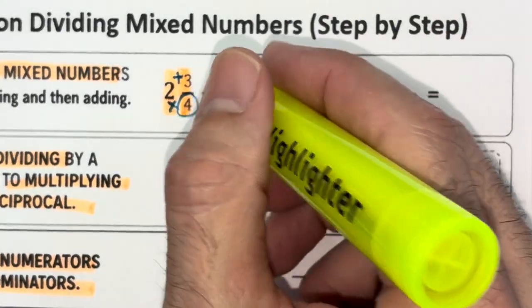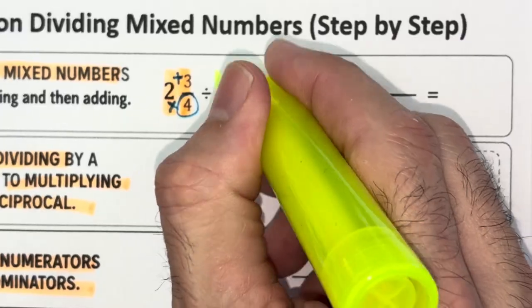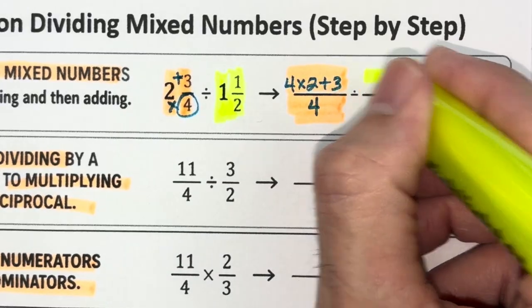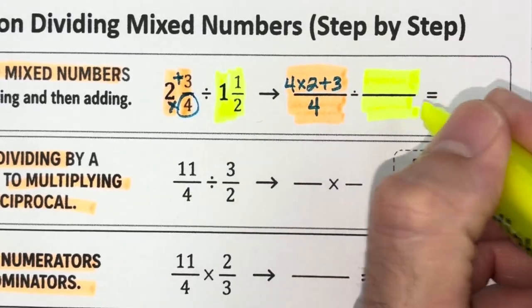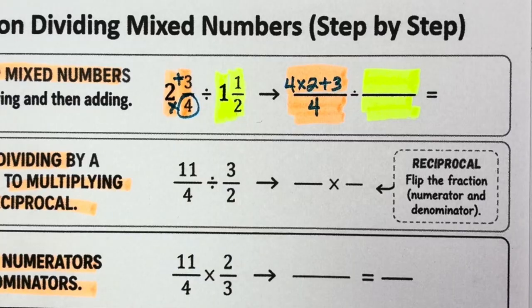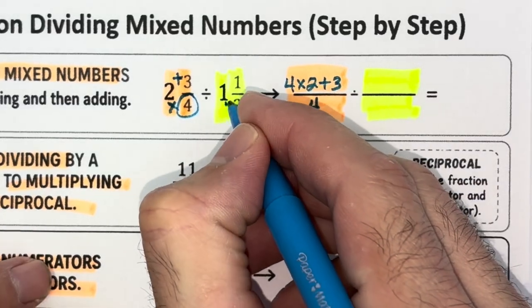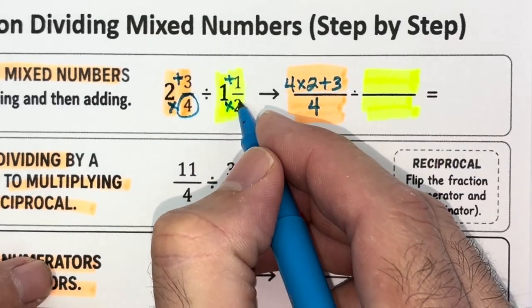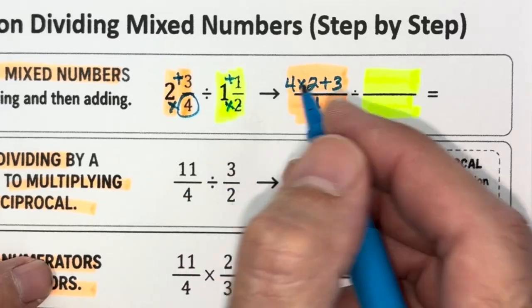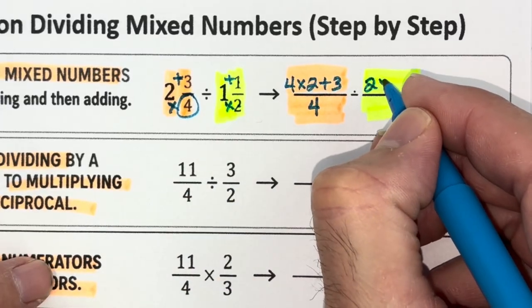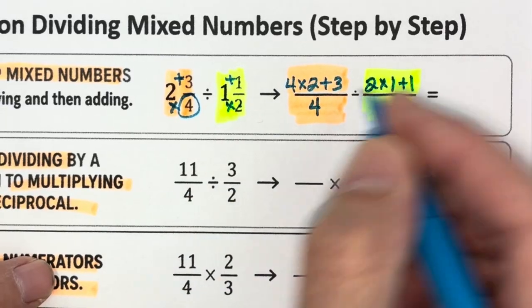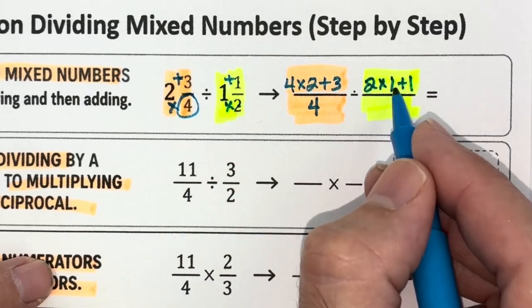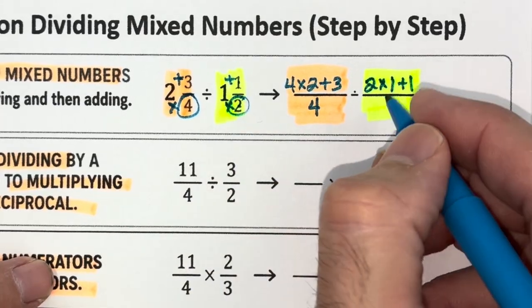Then we have our second fraction, and that's going to go here in the expression. We're going to multiply and then add: 2 times 1 plus 1. That's getting the whole number into the fraction, and then the denominator will stay the same.